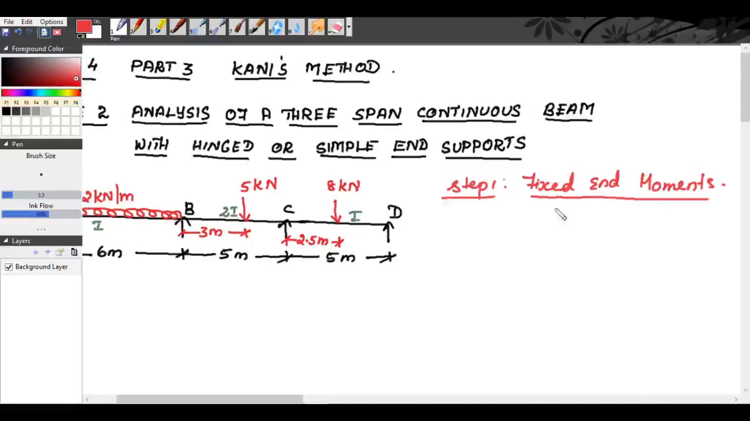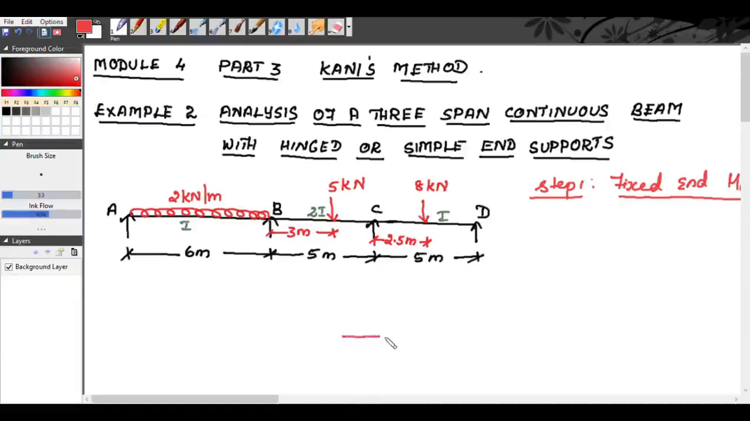Step 1. For span AB, as usual, we first consider all the supports as fixed supports. So A and B are considered as fixed supports. When you are taking a section, we know the left anti-clockwise is negative and the right clockwise is positive.